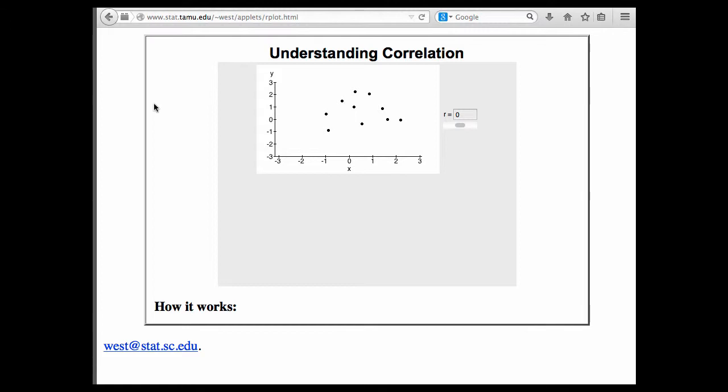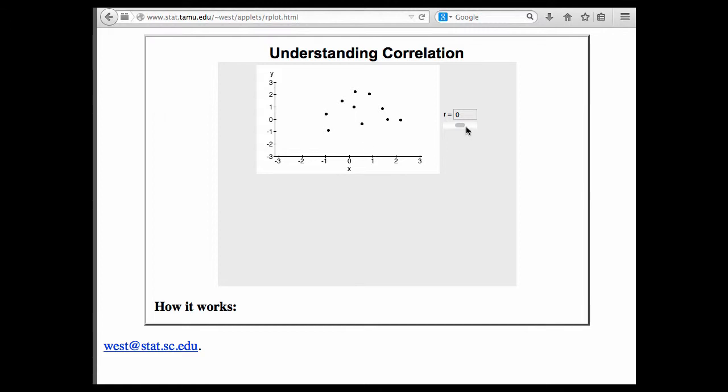So this is that Texas A&M one. You'll notice that it's preset on the right to a correlation coefficient. Remember, that's what lowercase r is, of 0. So hopefully you remember, with a 0 correlation coefficient, typically your points in the scatter plot are all over the place, sort of as this one is.